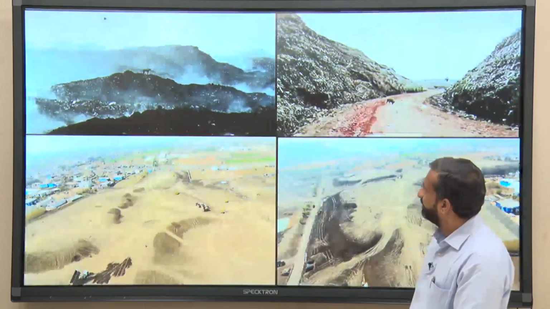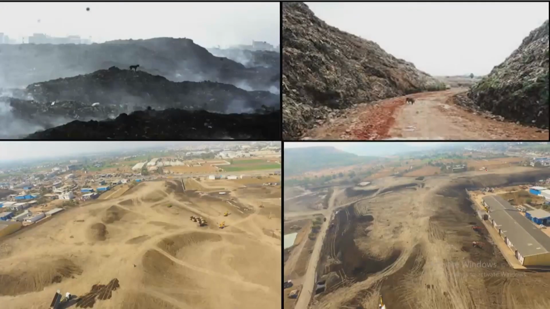Now, you see here, this was the old time. See here, this was the old dump site. Now, you see here the same location. It has become like this. Now, nobody can say that this was the old dump site.